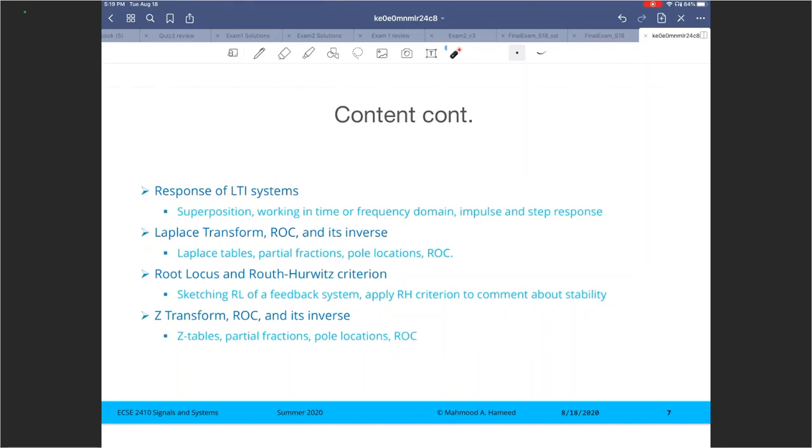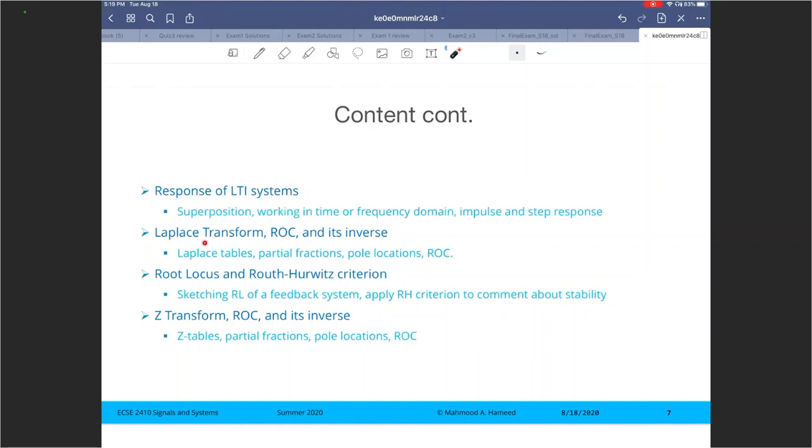So being able to judge which domain you would want to work in, and obviously because we are talking about response of LTI systems, we can characterize the LTI system itself using its impulse response or step response. So being able to work with these is going to be tested on the final exam.